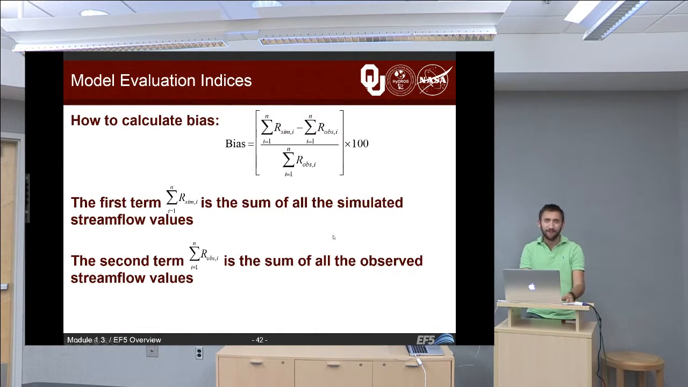So mathematically, we promise we don't have a lot of equations in the training, but we do have a few in this module. This is how you calculate bias. It looks like a really ugly, awful equation, but we're going to break it down step by step and find out that it's actually pretty simple to calculate. So that first term, sigma r simulated, that's the sum of all of the simulated stream flow values. So you just add up that whole column in Excel. The other term, the sigma of all of the r sub observation values, that's just the sum of all of the observation values in that column. Really simple.